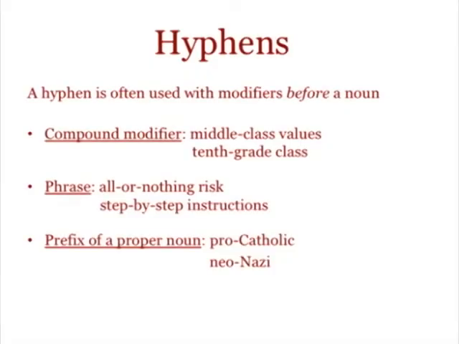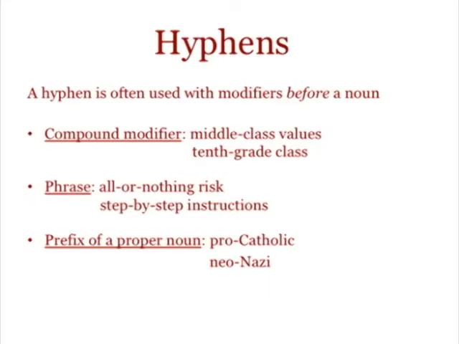A hyphen is used with modifiers before a noun. A modifier is a word or group of words that is used to describe a noun. There are several types of modifiers. A compound modifier is a string of two or more nouns before the primary noun. In our example here, the word values is our main noun. The words middle and class are both used to describe what type of values. So here, we would insert a hyphen.